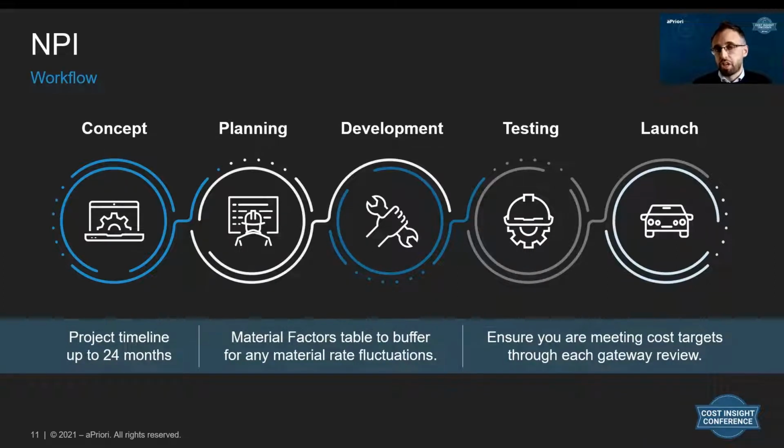And it's not only supplier negotiation that these material factors can be beneficial for. What I've just shown you can also be used for an MPI project. So let's assume that an MPI project kicks off, but the product won't actually launch for another 18 or 24 months. In this case, the material factors table could be used to buffer for any material rate increases over the course of this project. So rather than overriding material costs and breaking that inheritance with the aPriori baseline updates, you can simply apply a factor or different factors per material type that you could use for generating your part costs through the various gateways of the MPI project to ensure you're still meeting your cost targets.